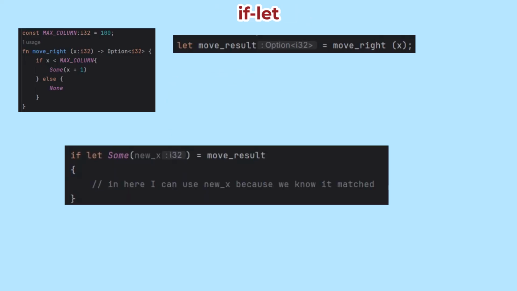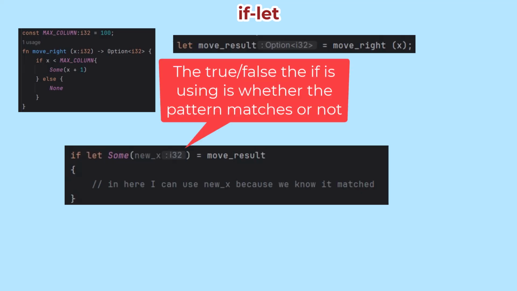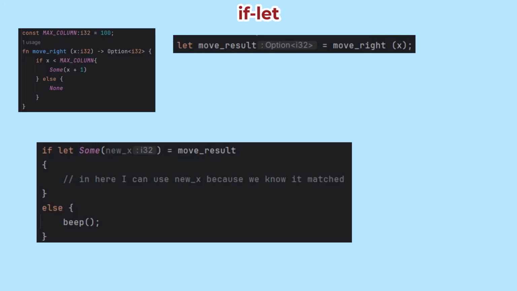Instead, we have to use an if-let statement. The condition for this if is whether or not the pattern matched. If it did, the then block will be executed. And inside of the then block, I can use the value new x that we got from the destructuring of result. I can put an else on that if I want to, and that will be executed if the pattern doesn't match. So if our move result does not match sum of new x, we will beep because you can't move off the edge of the screen.